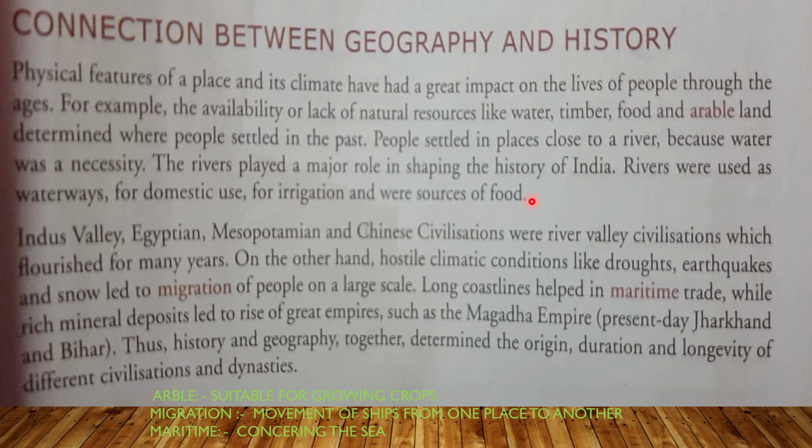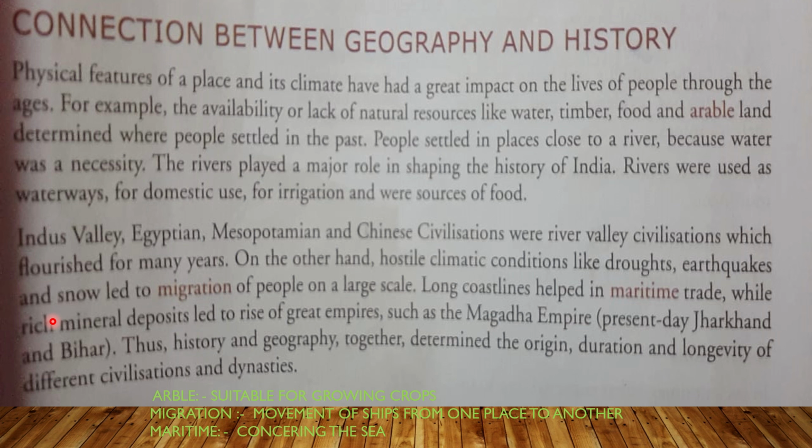On the other hand, hostile climate conditions like droughts, hostile meaning dry surfaces, earthquakes, and rich mineral deposits led to great empires such as the Magadha Empire, present-day Jharkhand and Bihar. Droughts and snow also led to migration. People on a large scale were moving in ships.